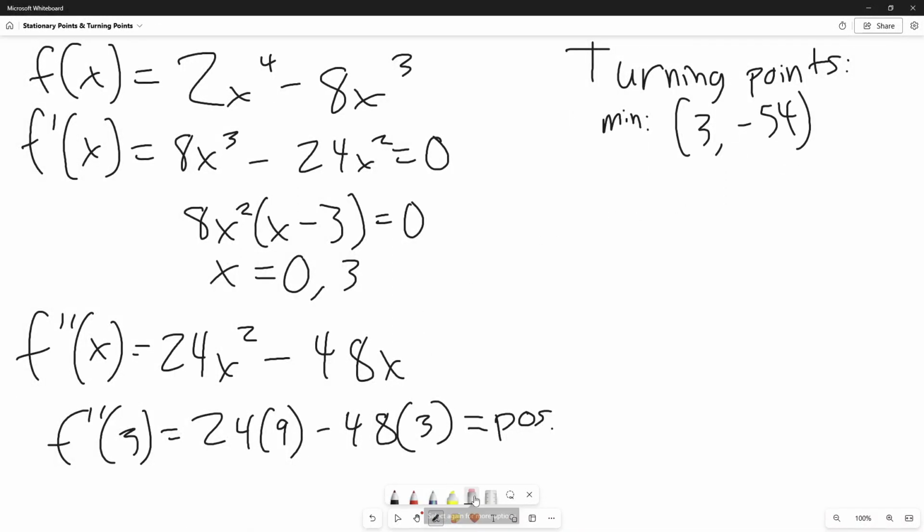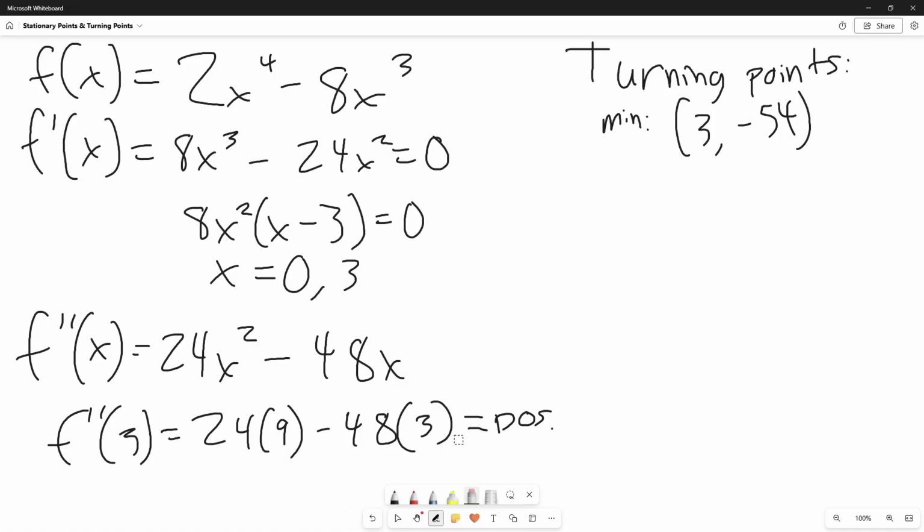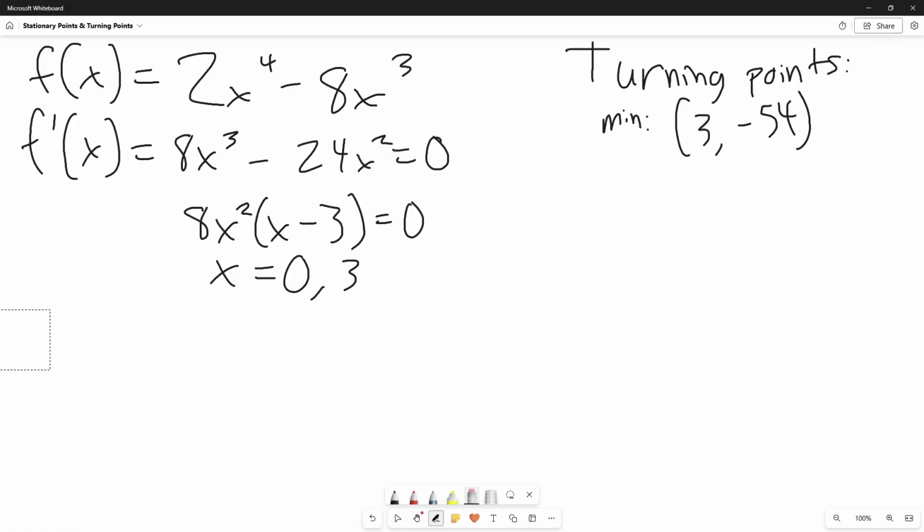And now let's find the nature at x equals 0. So like I said, you can't use the second derivative test. So what you're going to have to do is analyze the graph on both sides of x equals 0. So you find what the value of f prime of x is slightly before 0 and slightly after 0.